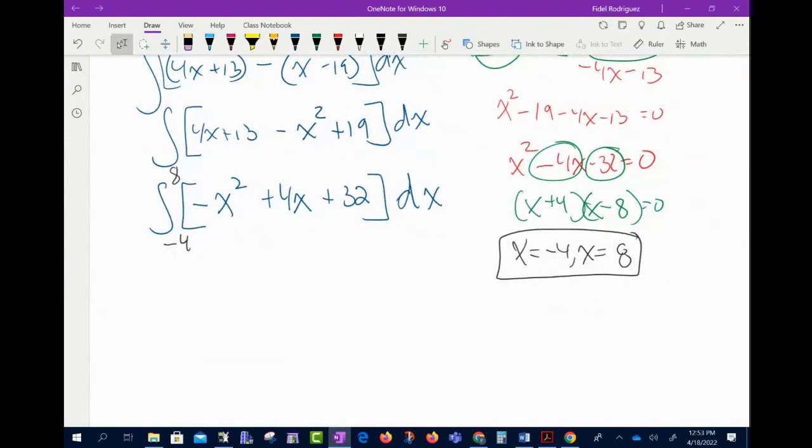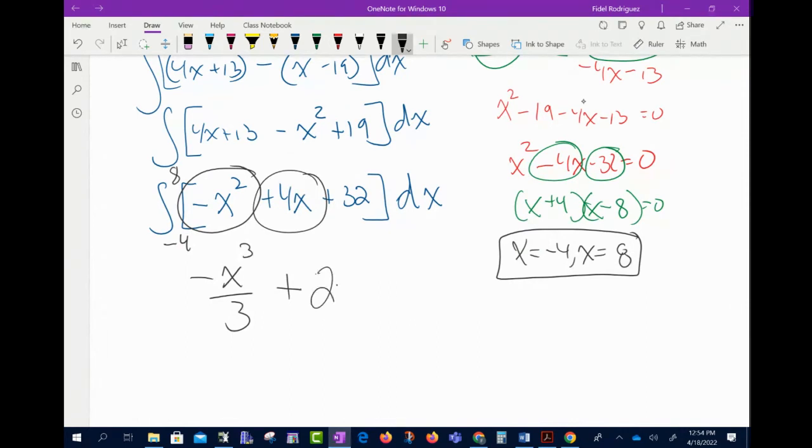First question, anybody know the antiderivative of a negative x squared? Negative x to the third over 3. Plus, what is the antiderivative of 4x? What about 2x squared? Oh, yeah, you're right, because if we take the derivative of that, we would get 4x. Very good. What about the antiderivative of a plus 32? 32x. Very good.